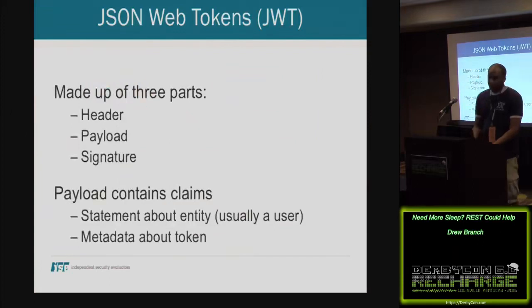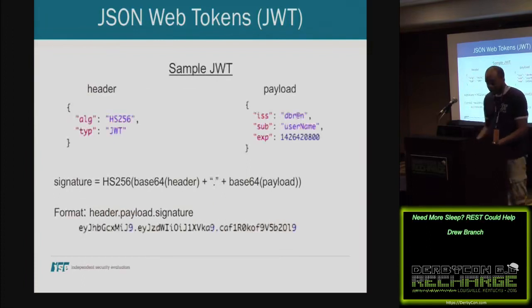So the web token is made up of three parts: the header, the payload, and the signature. The header contains the algorithm used to create the signature, as well as the token type. The payload contains claims, a statement about the entity, usually the username, as well as metadata about the token, such as the expiration date, the issuer, and so on and so forth.